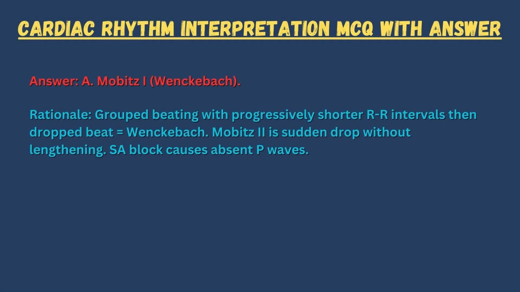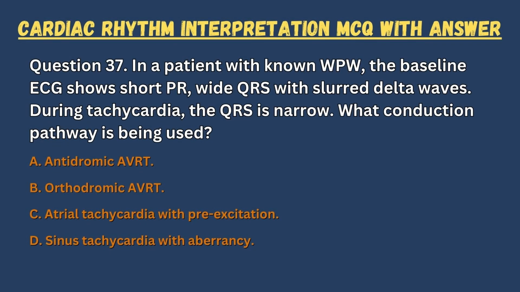Answer: A. Mobitz I Wenckebach. Rationale: grouped beating with progressively shorter RR intervals then a dropped beat equals Wenckebach. Mobitz 2 is a sudden drop without lengthening. SA block causes absent P waves. Question 37. In a patient with known WPW, the baseline ECG shows short PR, wide QRS with slurred delta waves. During tachycardia, the QRS is narrow.